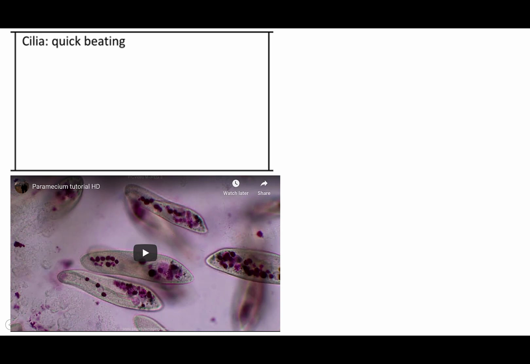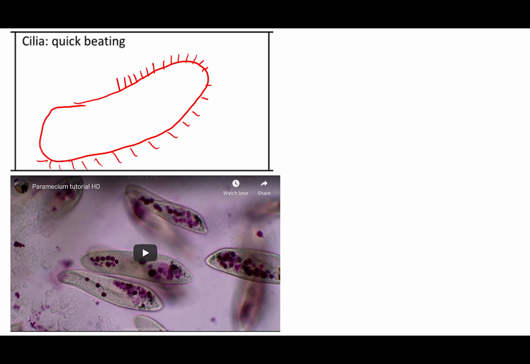And then we get to cilia, the quick beating. So these guys, the paramecium, have a little bit more defined shape. What they have are all of these little hair-like structures. So that's what your cilia are. So they're hair-like. And so they can move either way, back and forth.